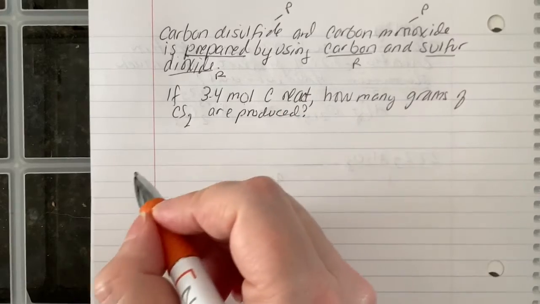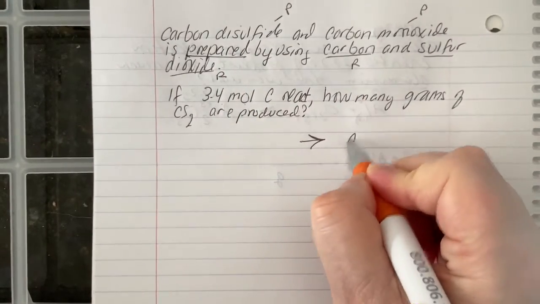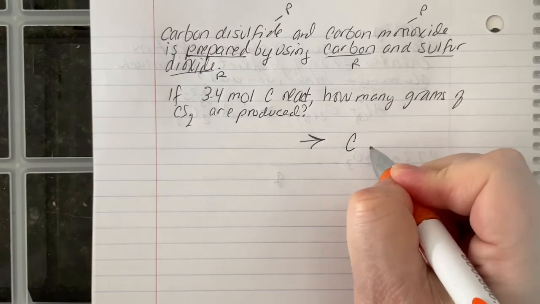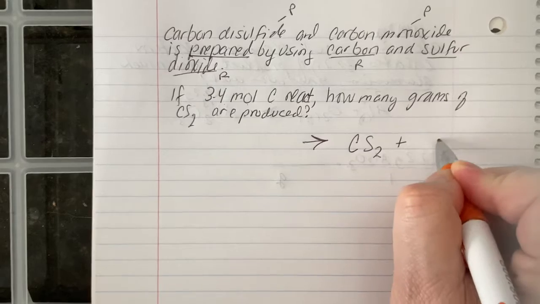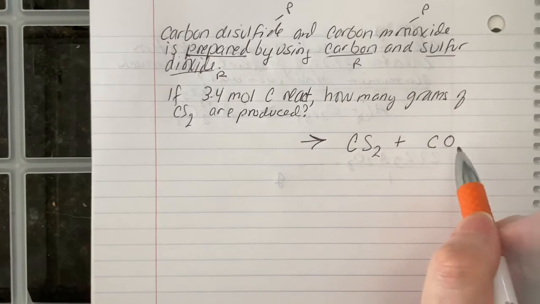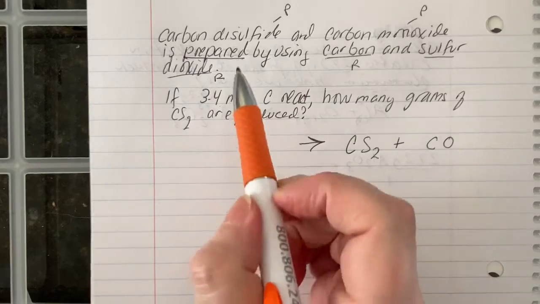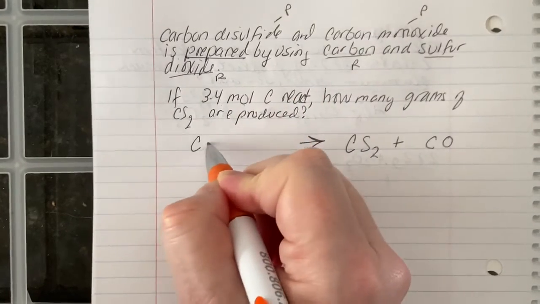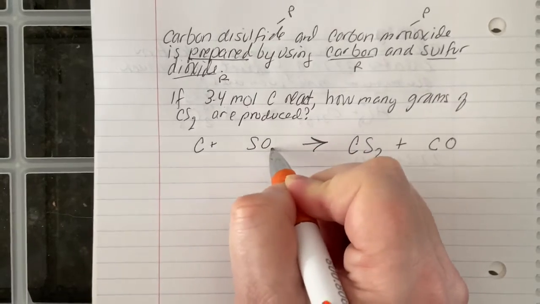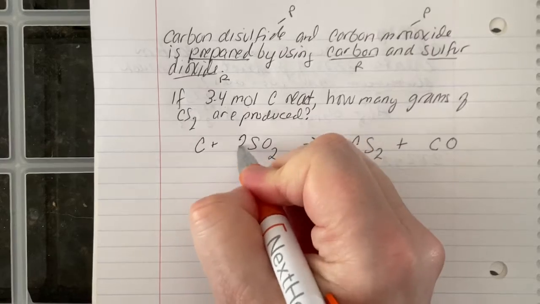So let's figure out that reaction. Carbon disulfide would be on the right side. Carbon, 1, disulfide, sulfur, and there's 2 of them, and carbon monoxide. Mon means 1. So CS2 and CO are prepared or produced by using carbon and sulfur dioxide, SO2. Okay, so let's balance that equation out.